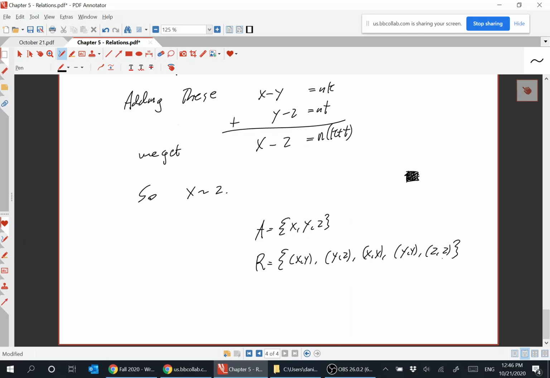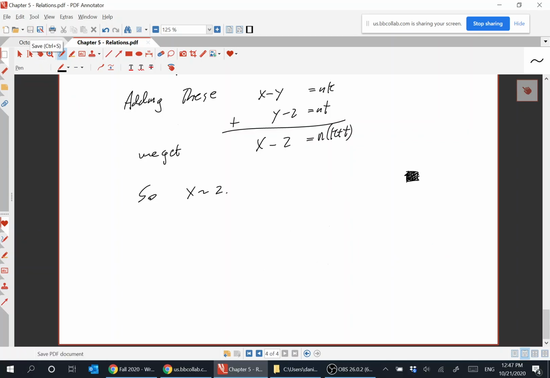This is not the most natural relation to think of. It's just some randomly made up thing. Which relations are not naturally transitive? Well, that's another story. All right, let's think of another one.